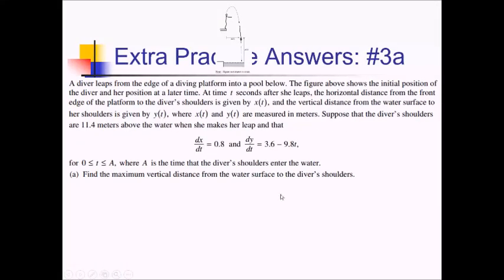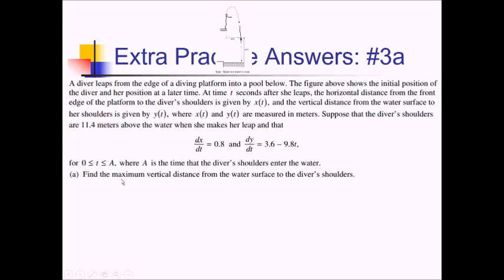On this calculator-based problem, we have a diver leaping from the edge of a diving platform. Very nice stick figure there. The figure above shows our initial position, and we have the horizontal distance from the diving board as x of t, and the distance between the diver's shoulders and the water level is y of t. Here's the change in x, here's the change in y, and our shoulders are starting 11.4 meters above the water when we make the leap. Given all this information, this applies between 0 and a, where a is the time the shoulders hit the water. Obviously, none of this is going to hold true after we hit the water.